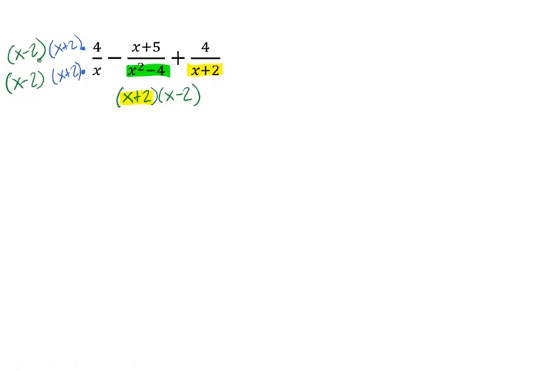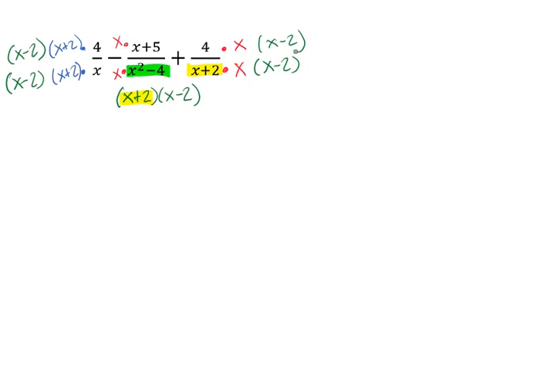Then we're going to look at our second fraction, and we're going to see that it is actually missing just that plain x from our first denominator. And if we look at our third fraction, we see that its denominator is missing not only that plain x from the first, but it's also missing that x minus 2 from the second fraction.